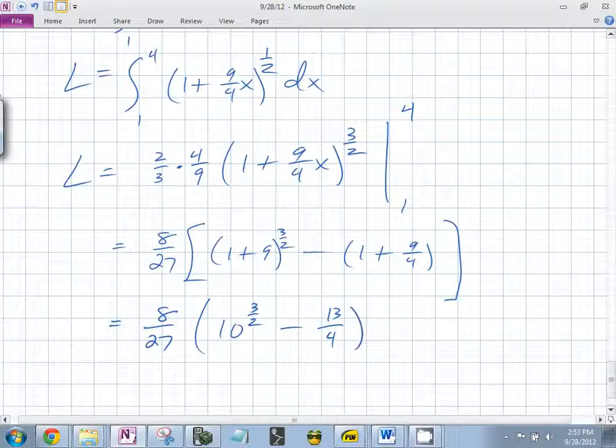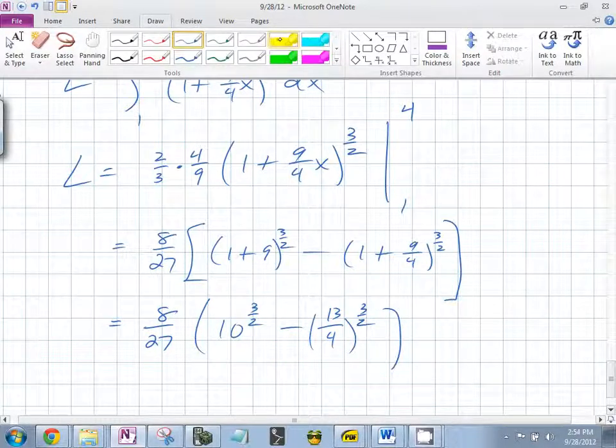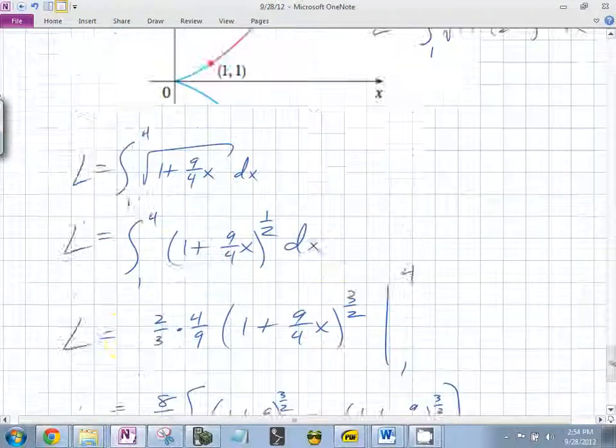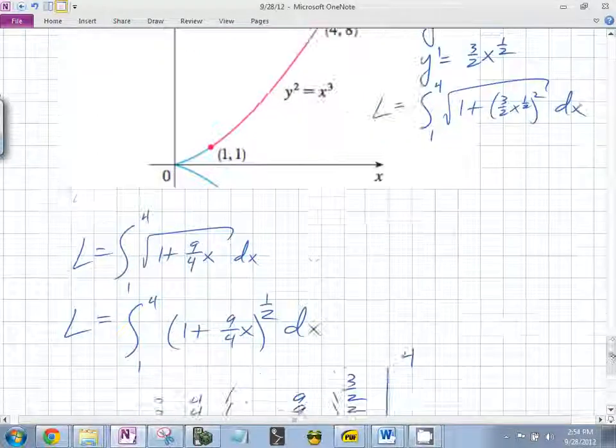To the what? 13. Oh, to the 3 halves right here? Yeah, that's right. Ooh, nice. It's a nice answer. But it's done. There's no way to nicely simplify that. That's fine. What was the key step here? I don't think there was a key step other than just being careful.